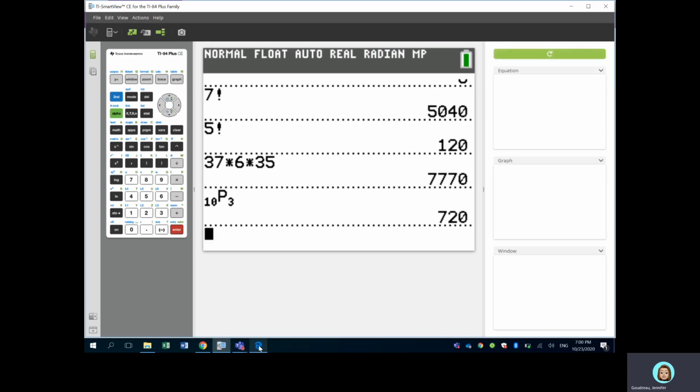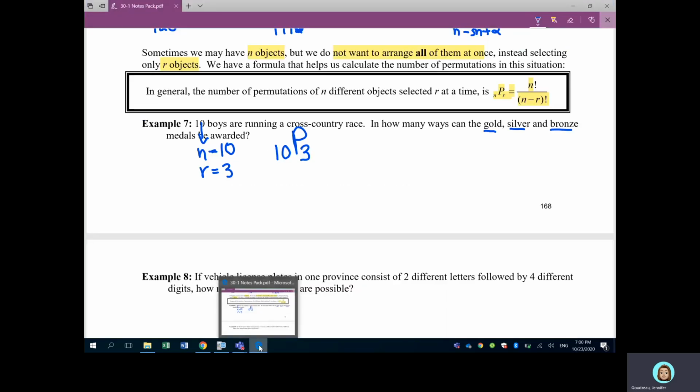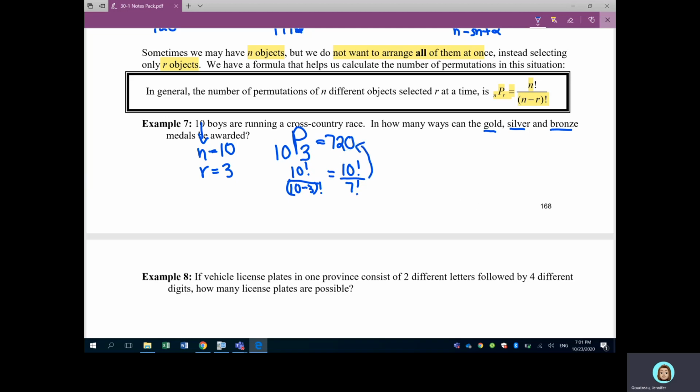that the 10 boys can be in gold, silver, and bronze. So it equals 720. We could use the formula here. It would be 10 factorial divided by (10 minus 3) factorial, which is equal to 10 factorial divided by 7 factorial, which we could then simplify or put into the calculator in that form. It's still going to give you 720.